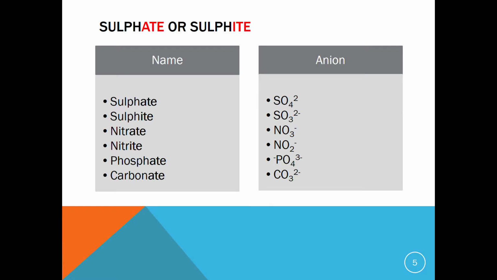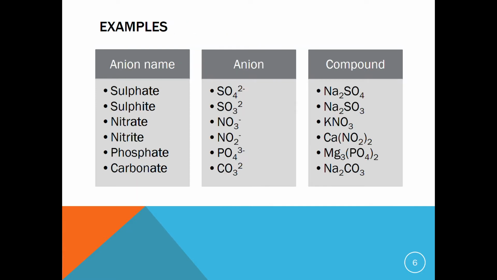Naming compounds that contain polyatomic ions is very similar to naming binary compounds. For example, sodium sulfate, sodium sulfite, potassium nitrate, calcium nitrite, magnesium phosphate, sodium carbonate.